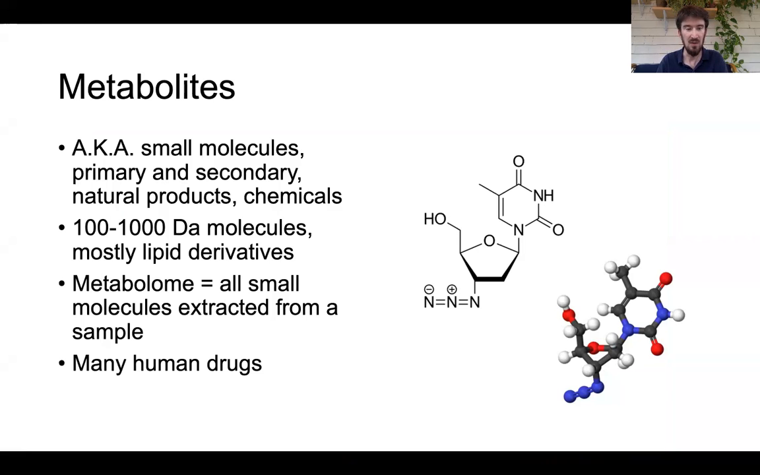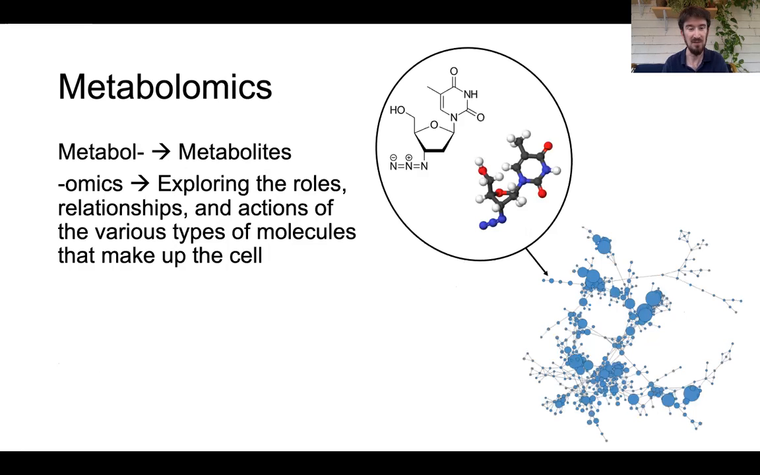They are usually, when we're talking about small molecules in particular, about 100 to 1,000 Daltons, and they tend to be lipid derivatives or lipid-based molecules, at least those that we focus on. And the metabolome, so going from metabolites to metabolome, is thinking about all the small molecules extracted from a sample, or all the metabolites extracted from a sample. I will use metabolites and small molecules pretty much interchangeably throughout this presentation, but remember, small molecules are just one subset of all metabolites produced. And small molecules are the source of many human drugs, so they are very valuable to society.